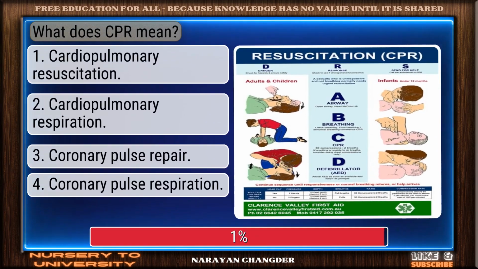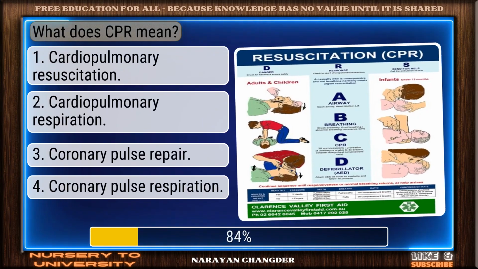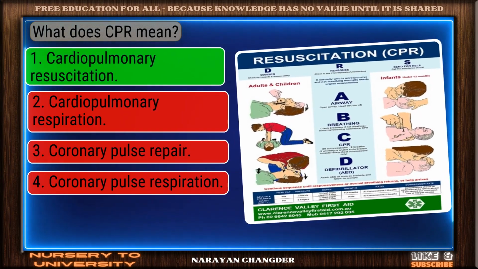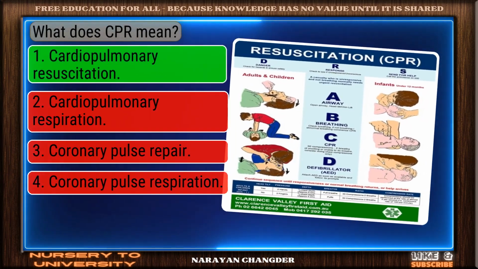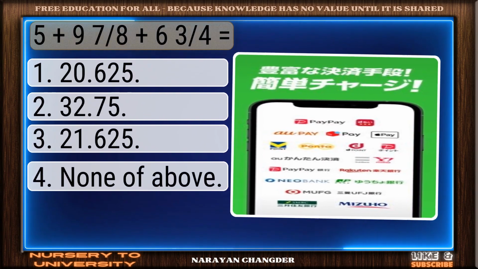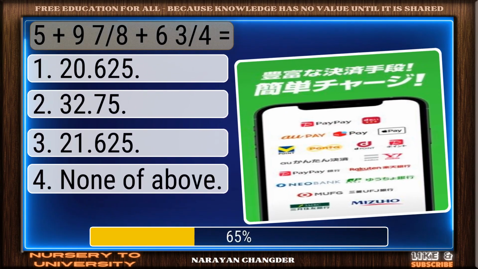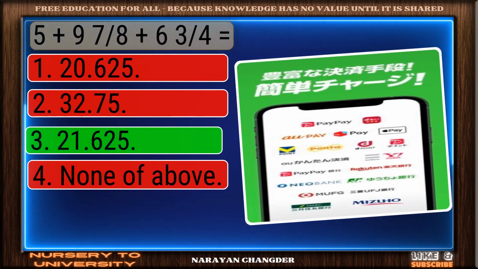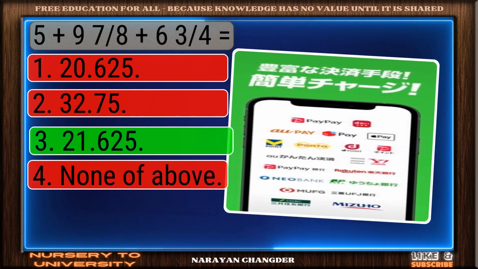What does CPR mean? Strong choice. Cardiopulmonary resuscitation is the right answer. 5 and a 7 and 8 plus 6, 3, 4 equal to. You're right. 20.615 is the correct answer.